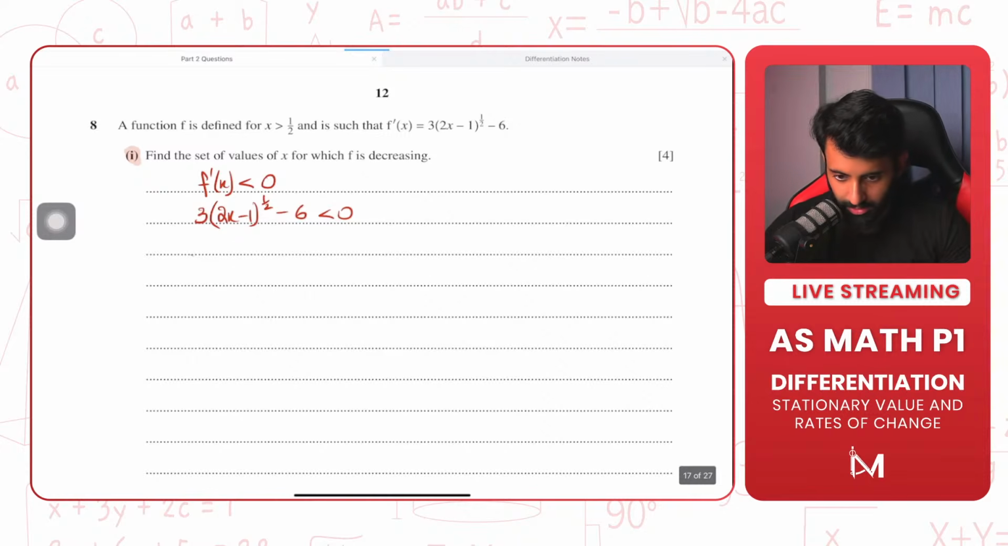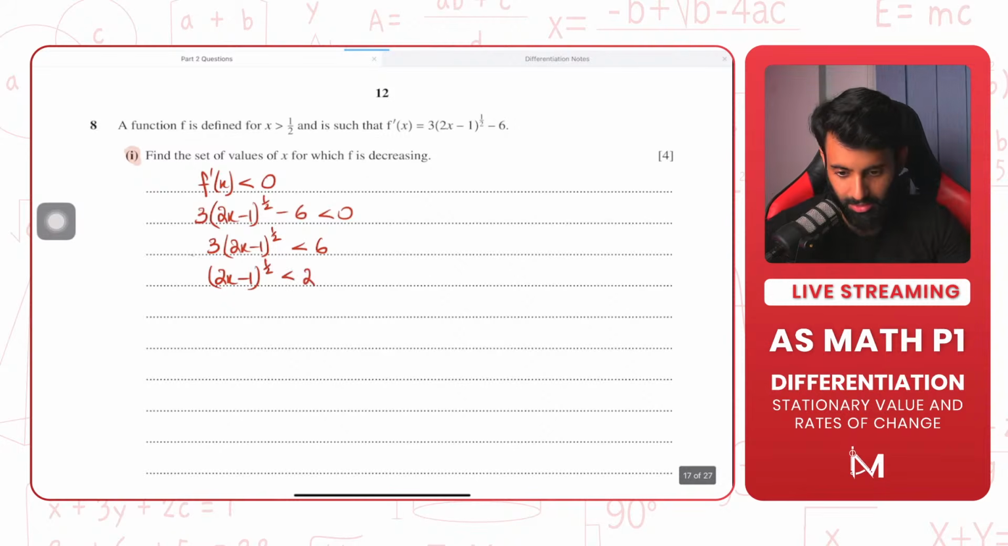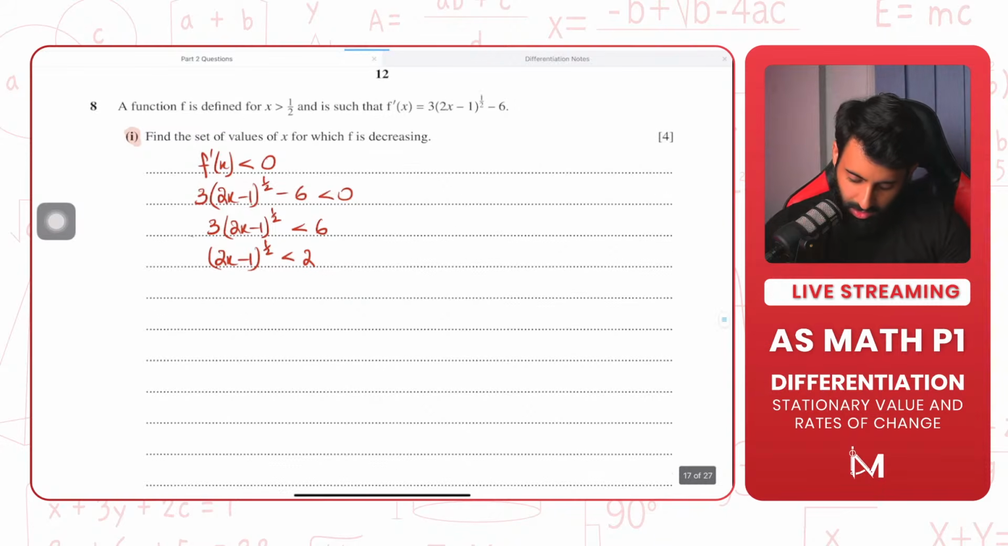If I solve it further, here is what we get. So we have 3 into 2x minus 1 to the power half, which is less than 6. Okay. And then take 3 across. So we have 2x minus 1 to the power half, which is less than 6 divided by 3, which is equal to 2. Okay. Now what do we do next? So how do we get rid of the square root? If we have a square root on one side, how do we get rid of it?